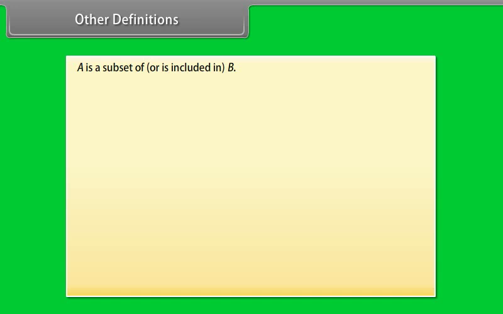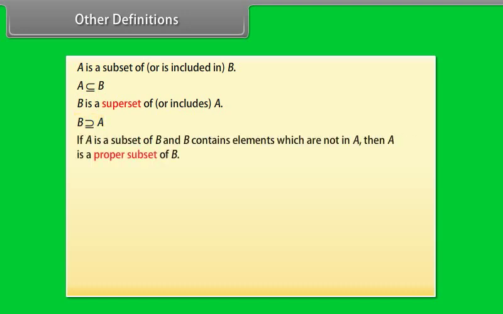Other definitions. A is a subset of or is included in B, denoted by this symbol. B is a superset of or includes A, denoted by this symbol. If A is a subset of B and B contains elements which are not in A, then A is a proper subset of B. If A is a proper subset of B, we use this symbol to designate that relationship. If A is not a subset of B, we write it this way to designate that relationship.